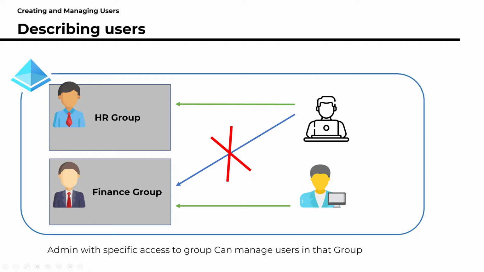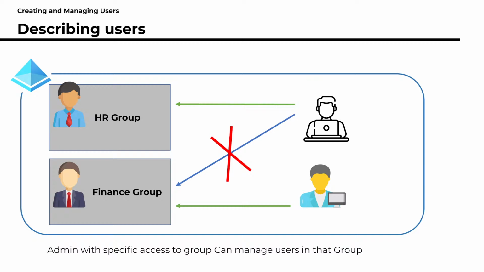Only this administrator who has access to the finance group will be able to manage the users, or manage the groups, like resetting the password or updating the user profiles and all. In the same way, the administrator who is responsible for the HR group, only that particular admin will be able to manage the HR group and the users under that HR group. The other administrator who has no access to the group cannot manage the users in the other group. So we can see that an admin with specific access to a group can only manage the users in that group. So this is what administrative units are.